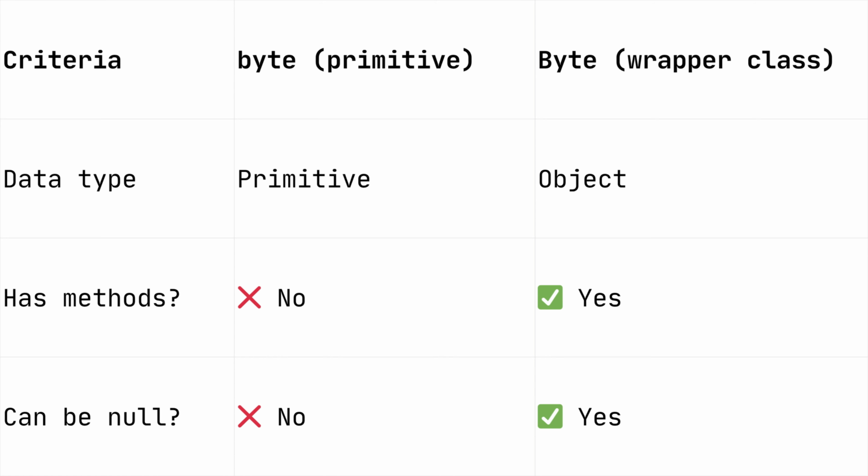Now about methods. The primitive byte doesn't have any methods at all, but Byte comes with many handy methods you can use, like compare, parseByte, and valueOf. Finally, let's consider nullability. You can't assign null to a primitive byte, but with Byte, since it's an object, it can hold a null value.